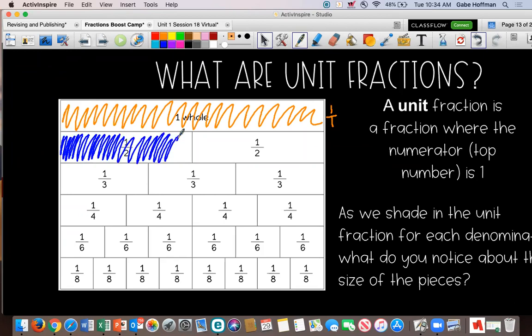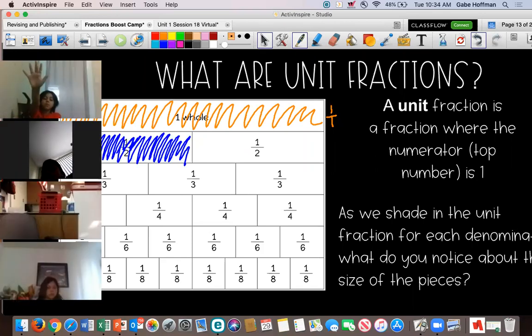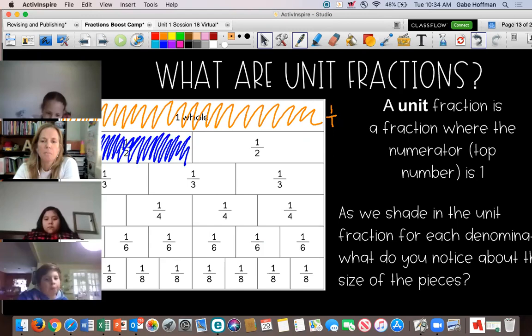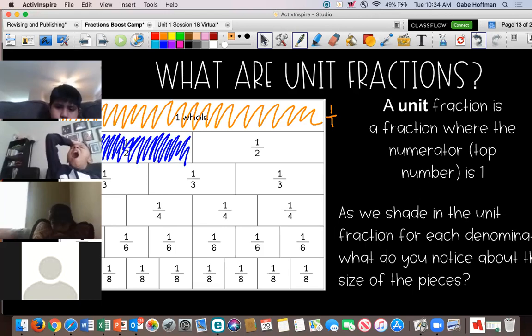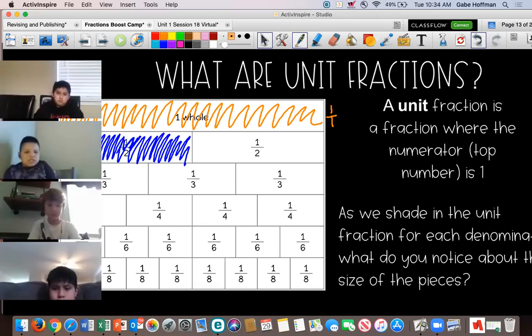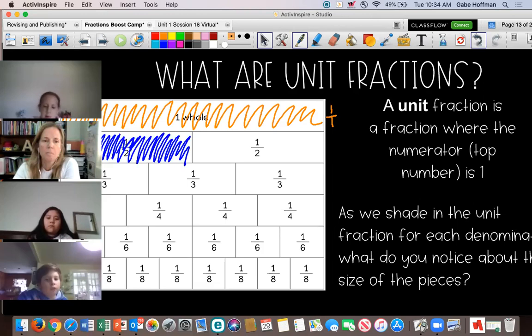Remember, the number on top, somebody unmute, tell me what that number on top is called. The number on top of a fraction. Somebody besides Jay, I've heard from Jay a bunch today. What's the number on top of a fraction called? Starts with the letter N. Numerator. Thank you. It's over to the side, guys.